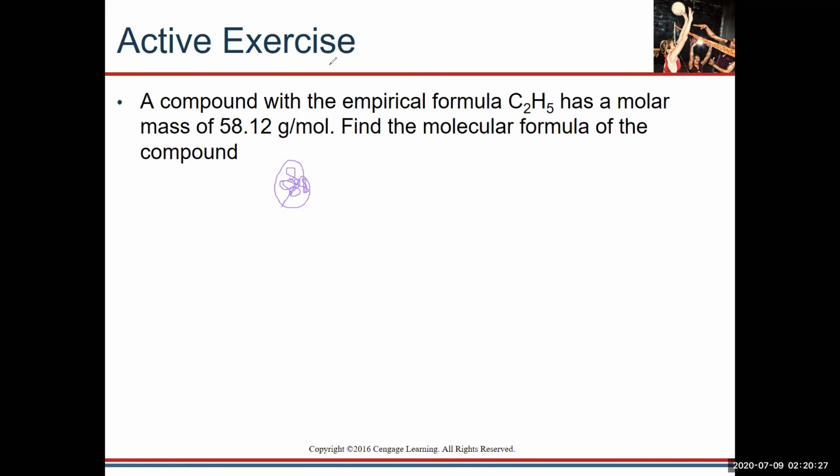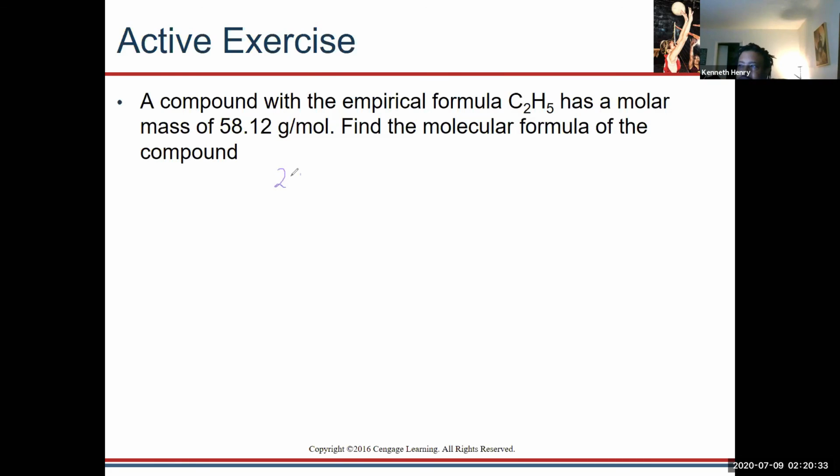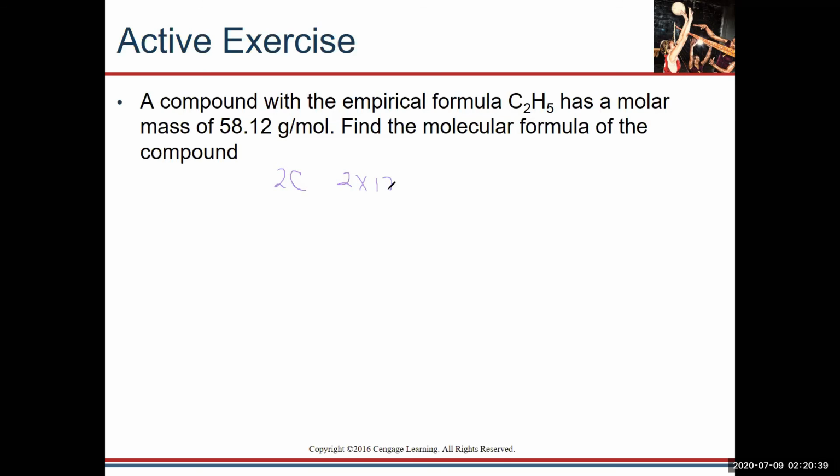2 carbons by 12. So I have 2 carbons, so I go 2 times 12. It's 24. And then you have 5 hydrogens times 1, so that'd be 5. Equals 29. And then you divide 58.12 by 29.